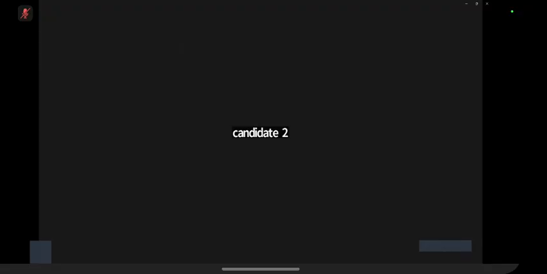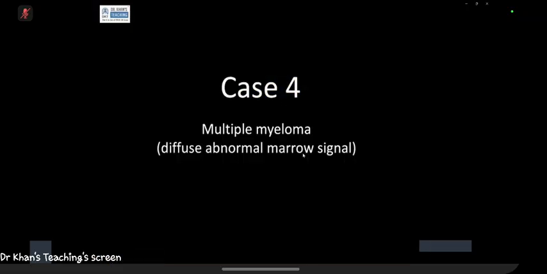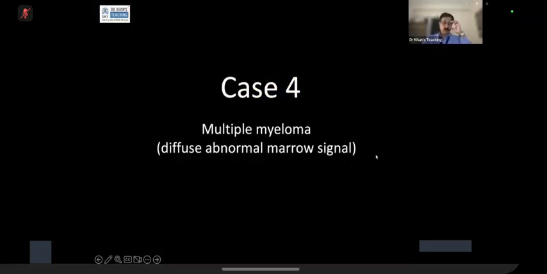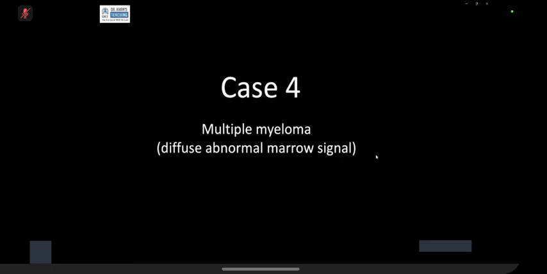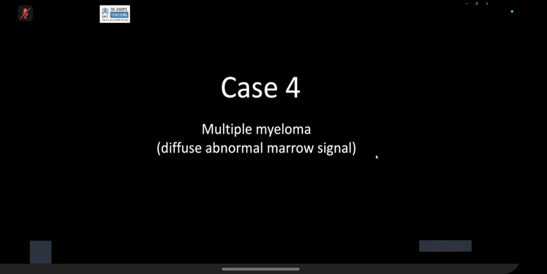Okay. So this case was multiple myeloma, and there was diffuse abnormal marrow signal. And this is a classical case of what we call satisfaction of search. The key point here is that I intentionally showed you all the brain imaging, where the parenchyma did not pick up the findings. Actually, this is what happened in real life also.